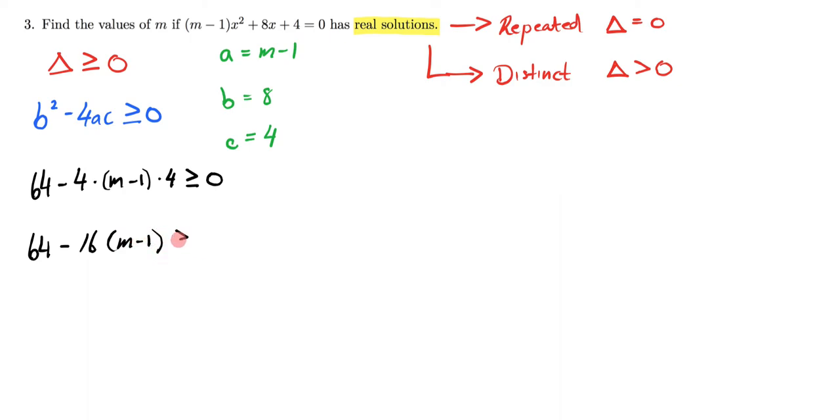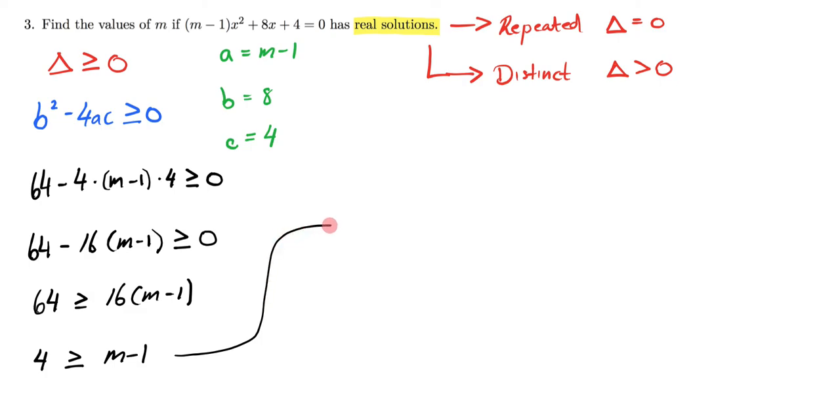Now, there's more than one way to skin a cat. We could do this in many different ways. You could expand these brackets out if you wanted to, but I think the best thing I could do in this case is to bring my 16 times m minus 1 to this side. Then I could divide both sides by 16. In that case, I'm going to get 4 is greater than or equal to m minus 1. And then my last step is adding 1 to both sides. So I'm going to get 5 is greater than or equal to m.